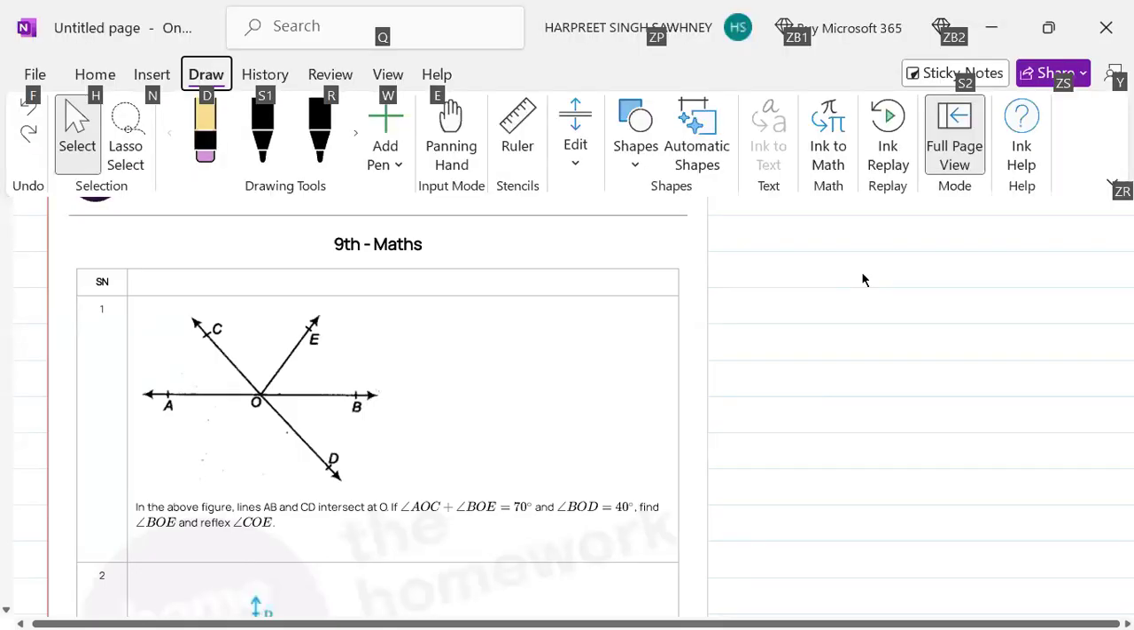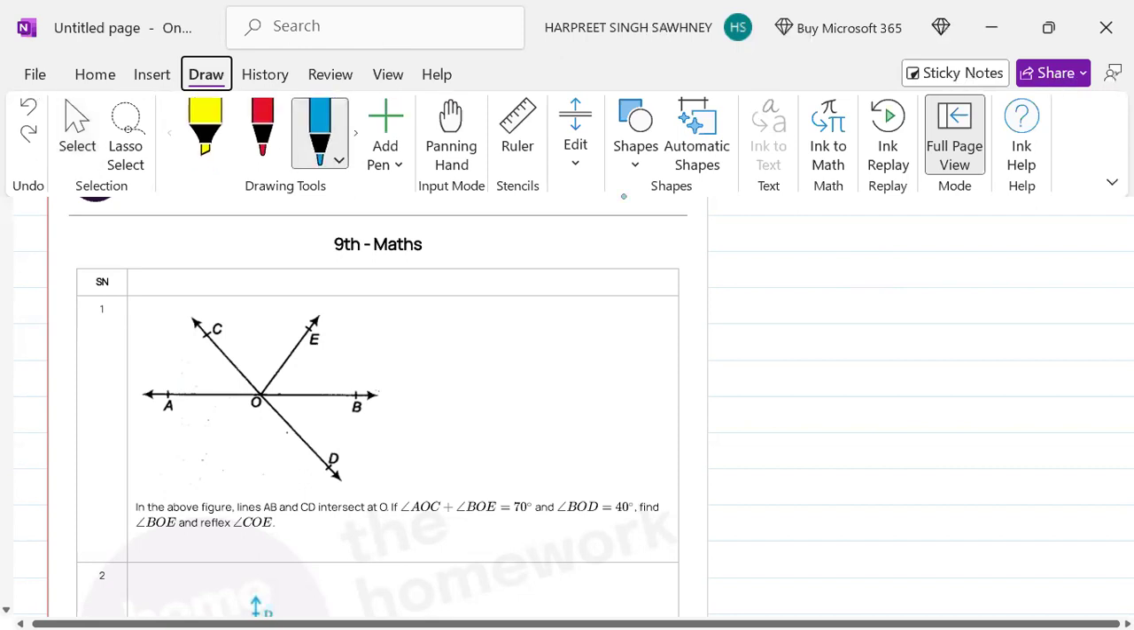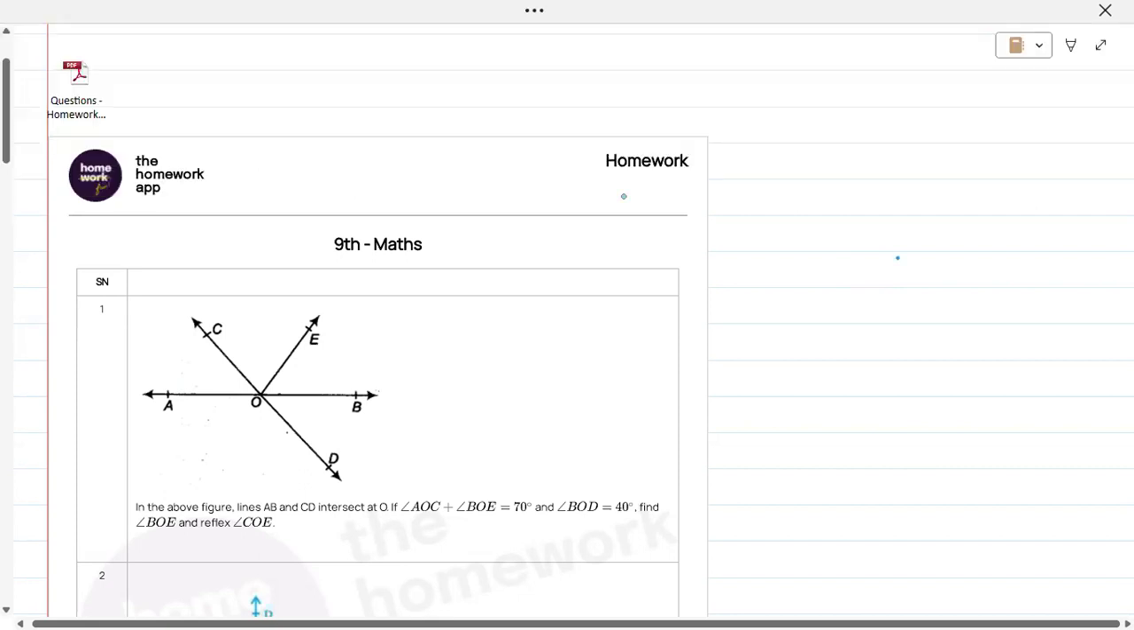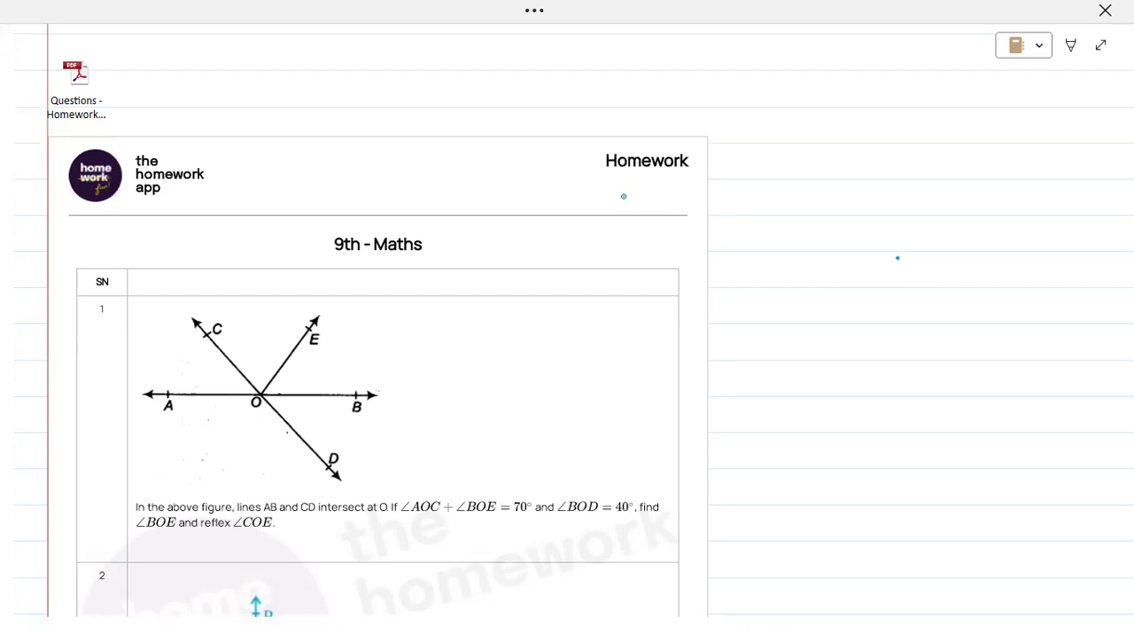Good evening, everyone. Today I am going to discuss exercise 1 of lines and angles. In this exercise, I have already discussed what are quadrant angles, what are alternate angles, what are linear pair angles. Here I am going to discuss the questions based on these concepts.